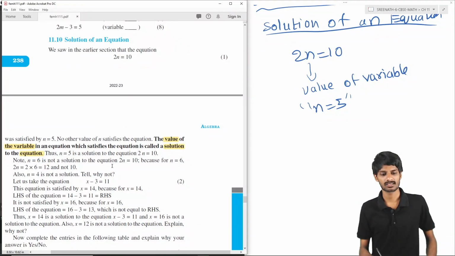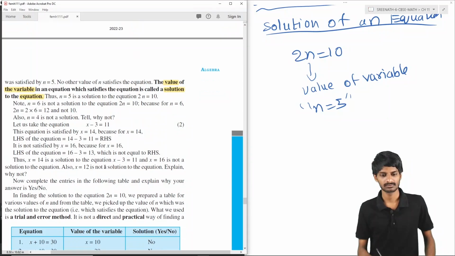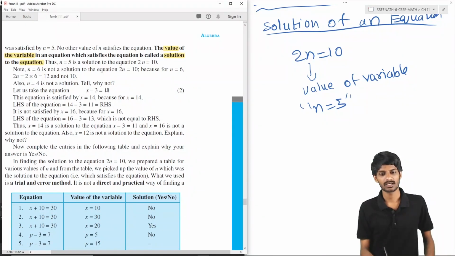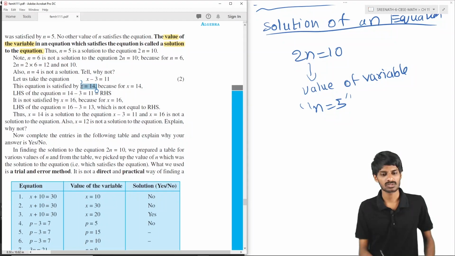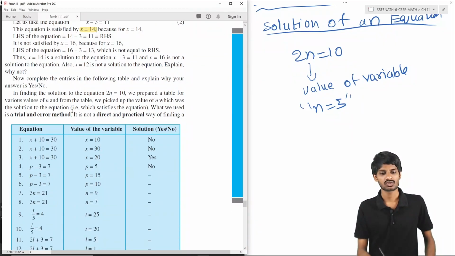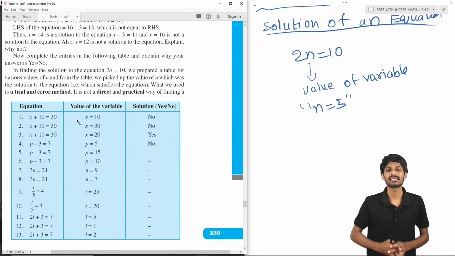That is the thing, students. x minus 3 equal to 11, students. What is the solution to it? Whenever you substitute the x value as 14, this equation is satisfied. So 14 is the solution, students. We will do this by the trial and error method, students.